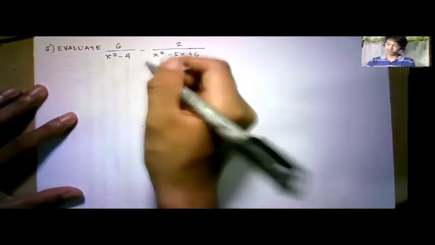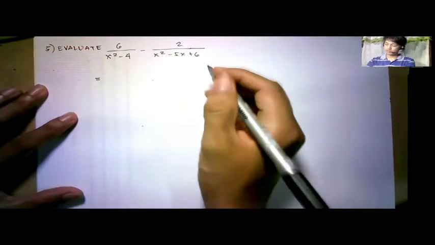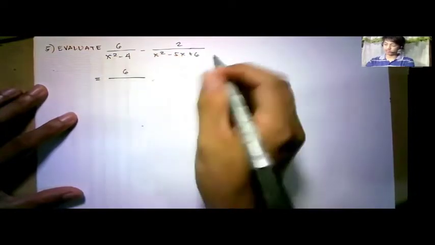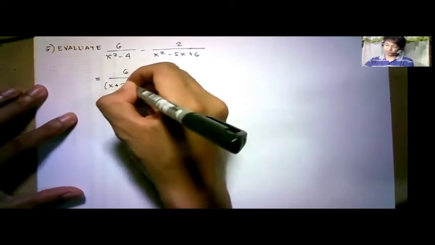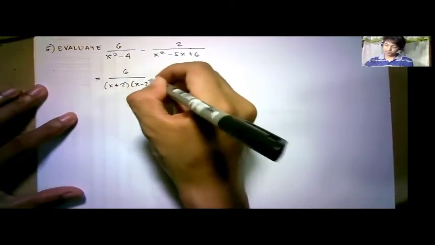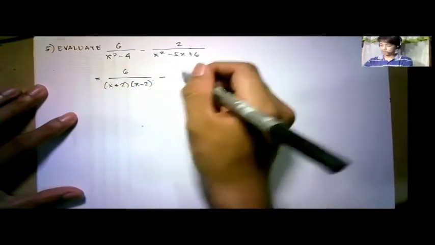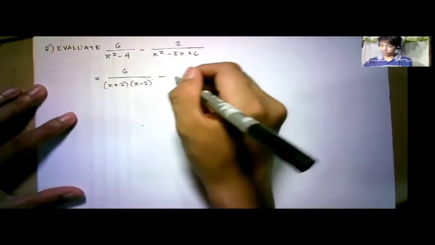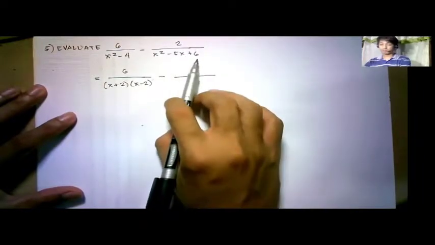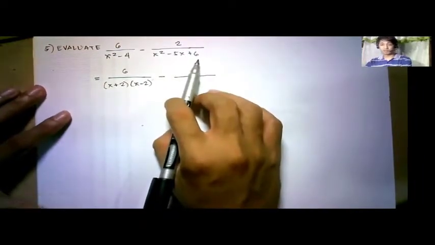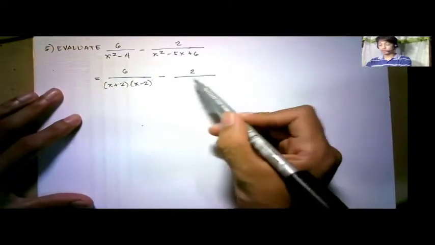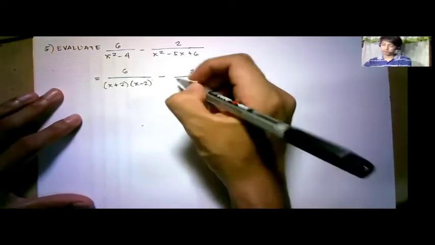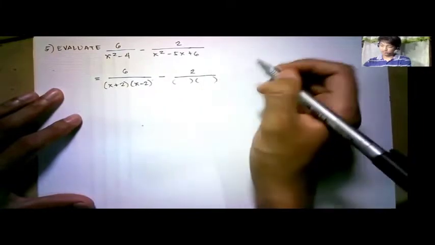So we are going to have, so just copy 6 all over. So x squared minus 4 can be factored out. So that will give you x plus 2 times the quantity x minus 2 minus, just copy 2 again, 2 all over x squared minus 5x plus 6. So it is a factoring quadratic trinomial. So what we are going to do is to factor it out. So what will be the factor?